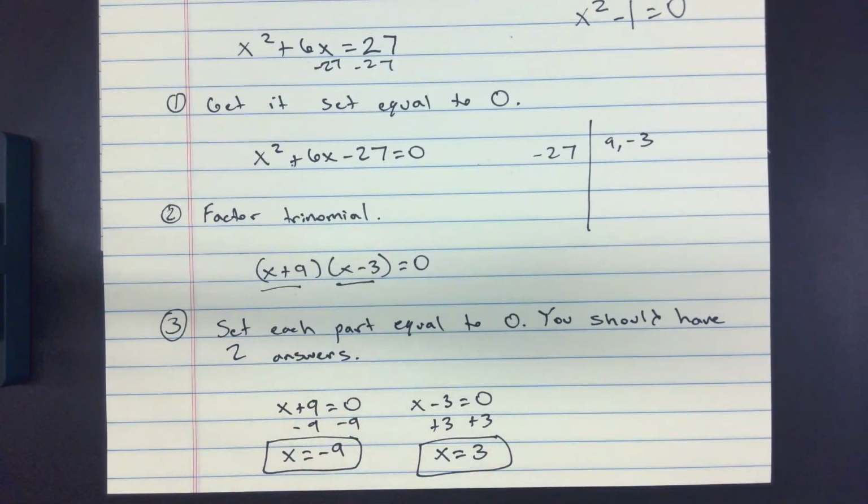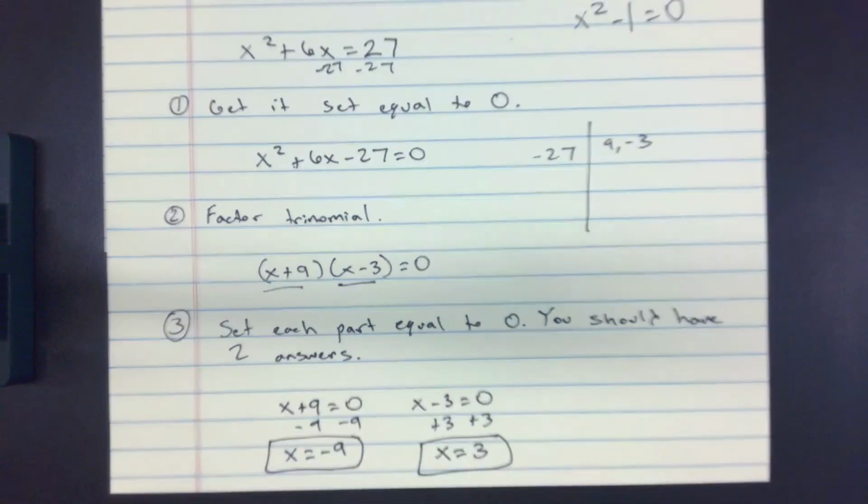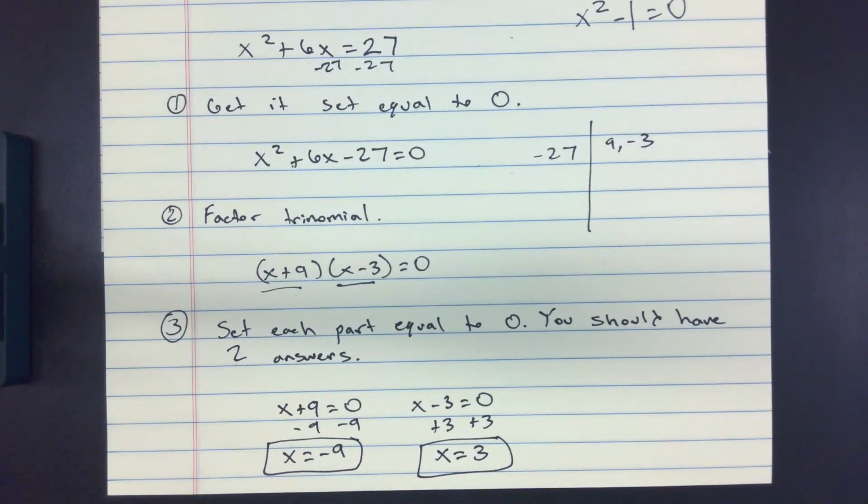Hey, the reason why x squared tells us 2 answers is because of the exponent. I know it's going to have 2 answers because it's squared. So if there's a problem that's cubed, it's going to have 3 answers. If there's a problem that's to the 4th, it's going to have 4 answers. In Math 1050, he's going to get problems to the 5th and to the 6th, which tells me there's going to be 6 answers.